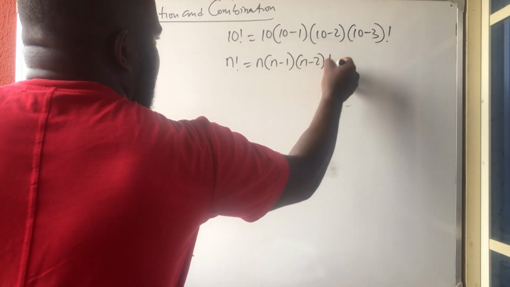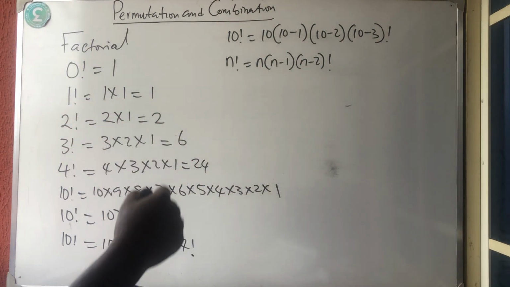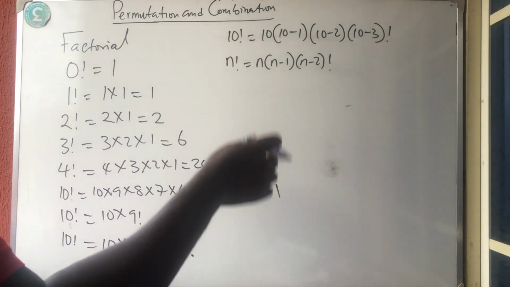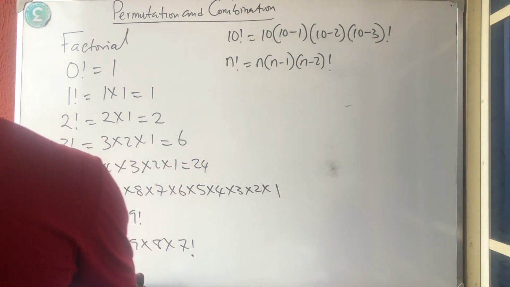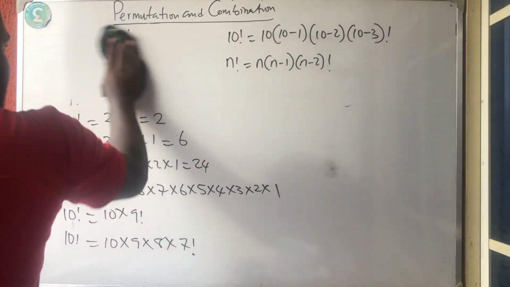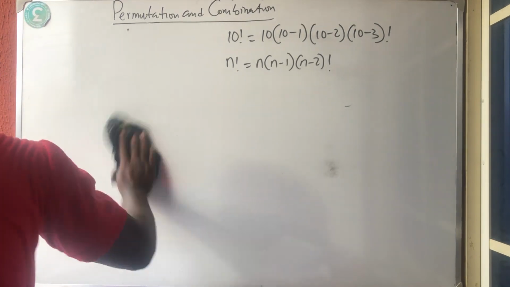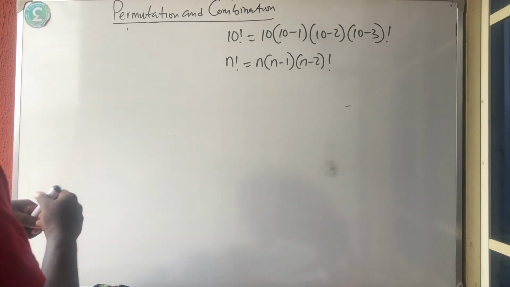If I want to stop here, I'll just put factorial. But if I don't want to stop here, I'll continue: n minus 3, n minus 4, n minus 5, and so on, till you get to anywhere you want to get to. So let us solve some questions on factorial.